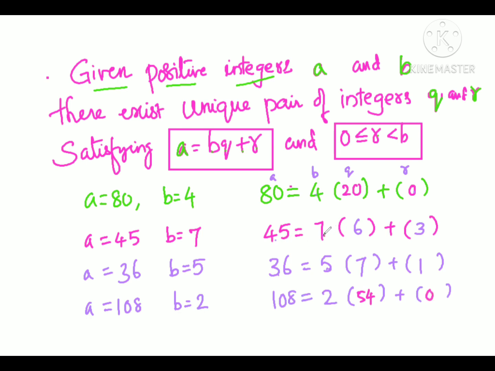So for these two numbers A and B, there should be only two numbers such that A is equal to BQ plus R, and this R is always less than B. Once again, let us conclude that given positive integers A and B, there exists a unique pair of integers Q and R satisfying A is equal to BQ plus R. A is the dividend, B is the divisor, Q is the quotient, R is the remainder, and 0 is less than or equal to R less than B. Here the remainder will be greater than or equal to 0 but less than B. This is the Euclid division algorithm.